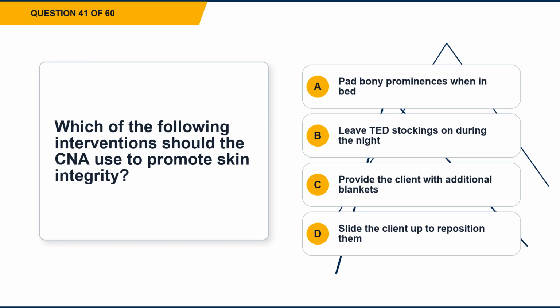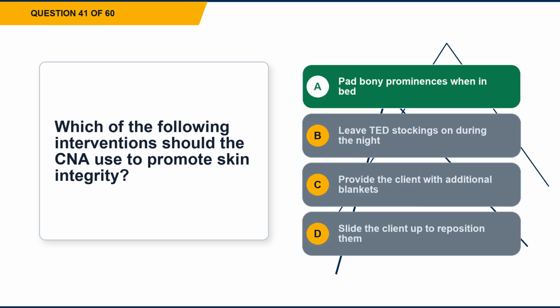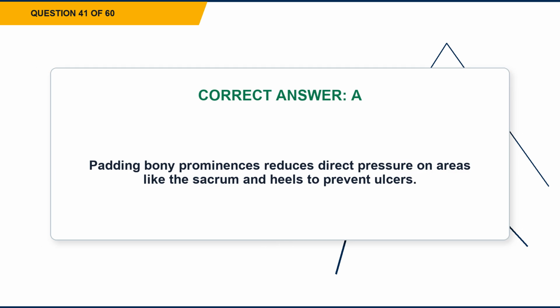Question 41. Which of the following interventions should the CNA use to promote skin integrity? Option A, pad bony prominences when in bed. Option B, leave TED stockings on during the night. Option C, provide the client with additional blankets. Option D, slide the client up to reposition them. The correct answer is option A, pad bony prominences when in bed. Explanation: padding bony prominences reduces direct pressure on areas like the sacrum and heels to prevent ulcers.